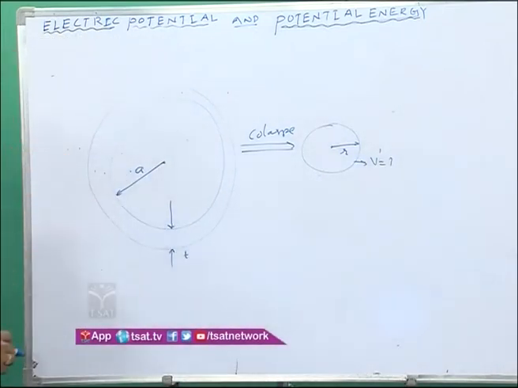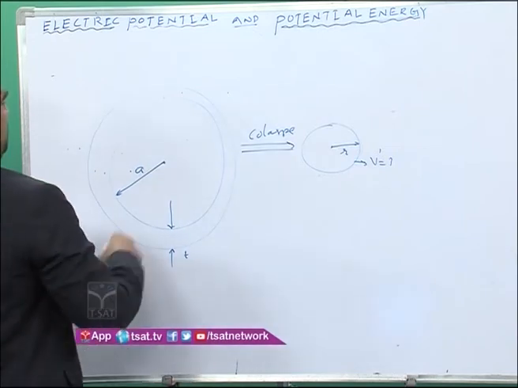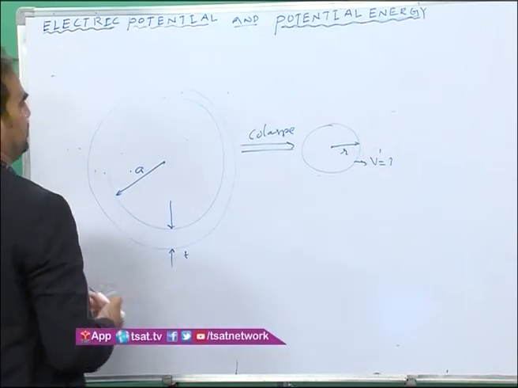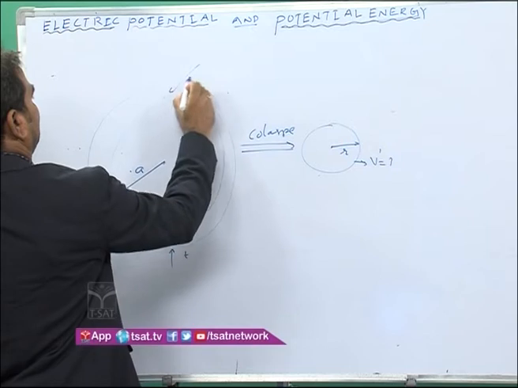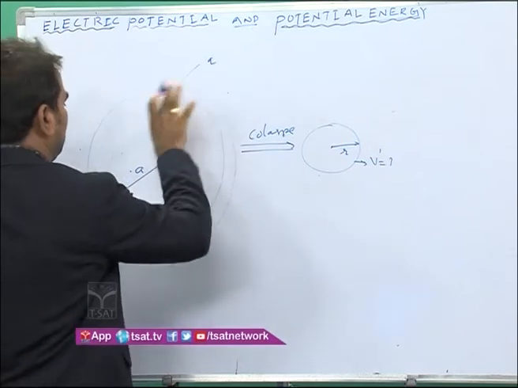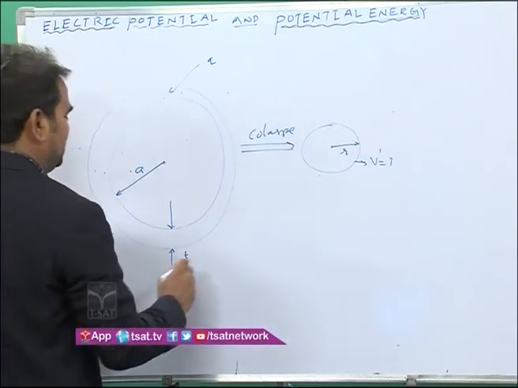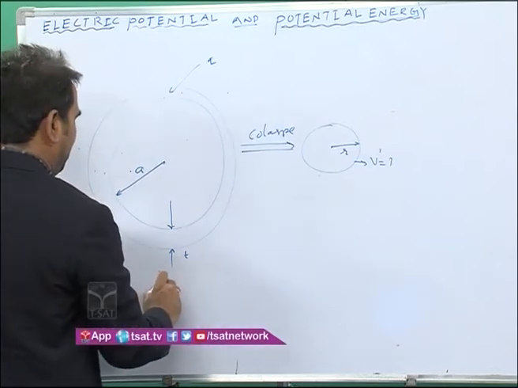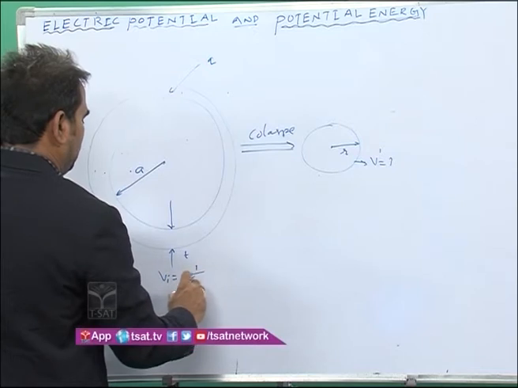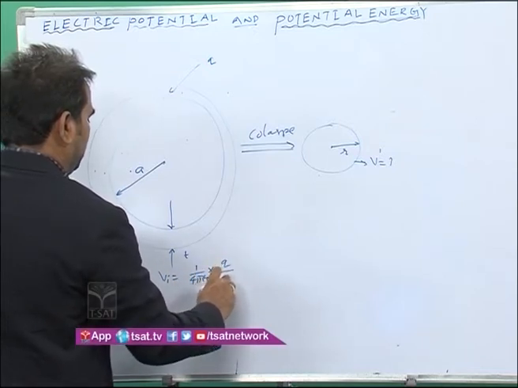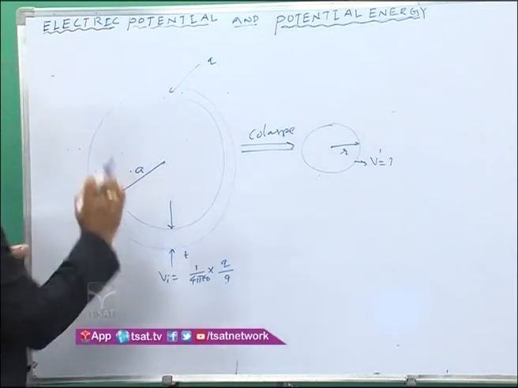At the initial condition, this conducting bubble has some potential. How much charge is contained? Suppose in the initial condition it has a charge q. So, the potential of the conducting bubble at its center in the initial condition is given by V_i equal to 1 by 4 pi epsilon naught into q upon a. Here a is nothing but the radius.